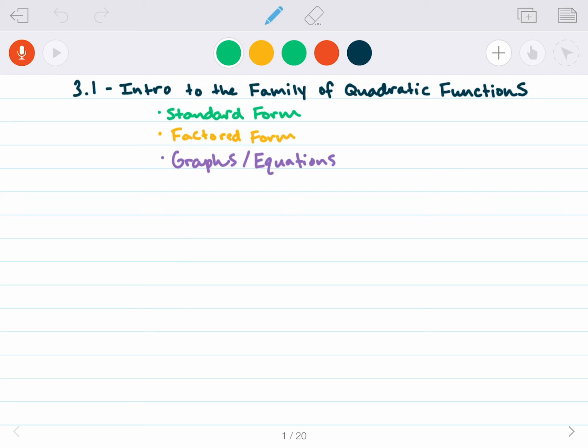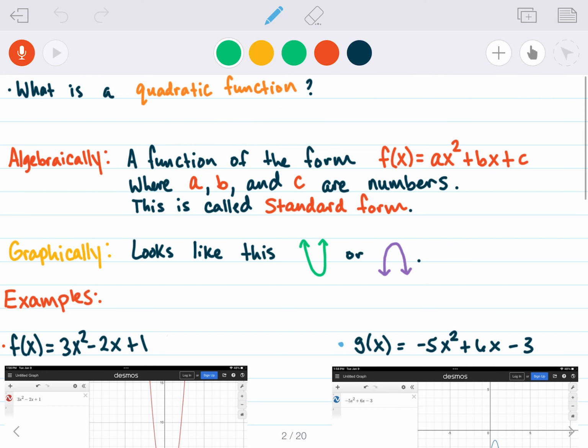Hey guys, in this video we're going to talk about Chapter 3, Section 1, Intro to the Family of Quadratic Functions. We're going to talk about what that means algebraically and graphically. In particular, we're going to talk about standard form, factored form, and graphs as well as equations.